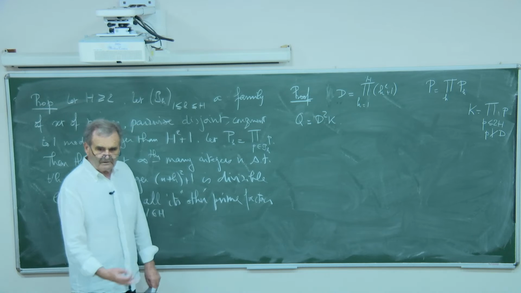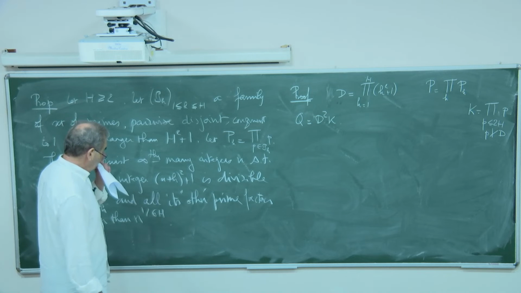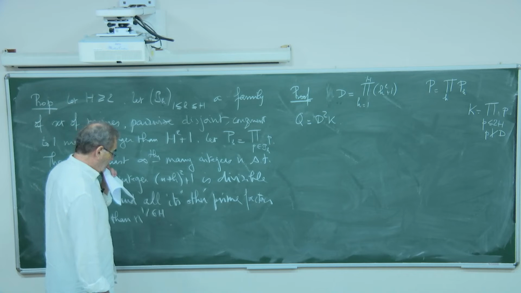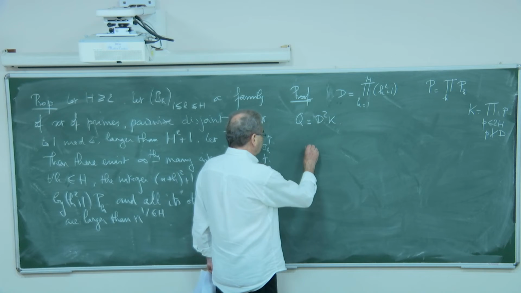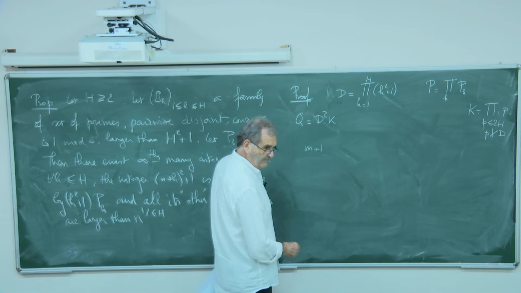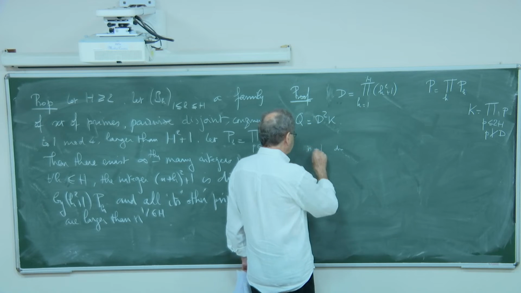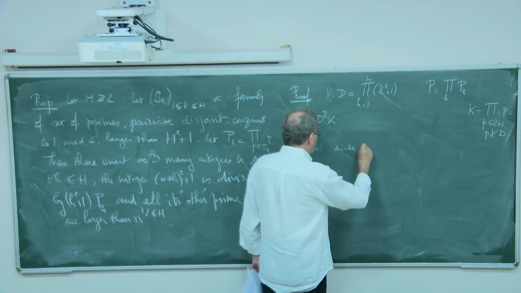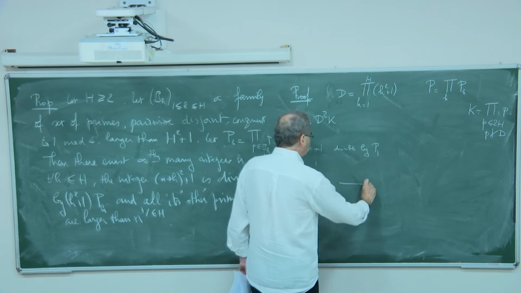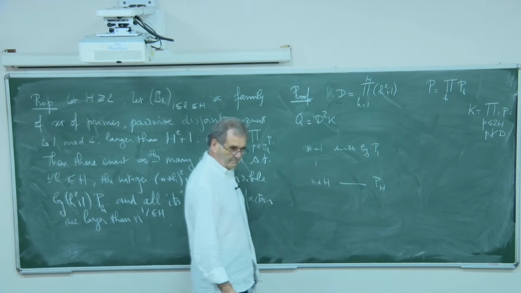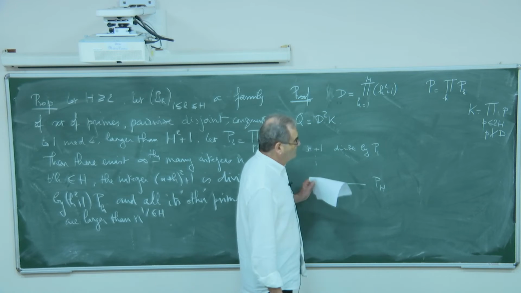So if life were easy, I would do the following. I would try to say I want m plus 1 to be divisible exactly by p1, I want m plus 2 to be divisible by p2, and so on, m plus h to be divisible by ph. And then I would like to say that there are no other factors than that.